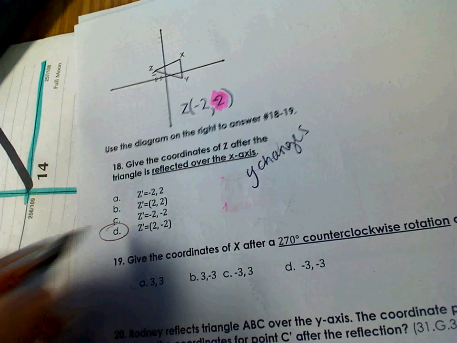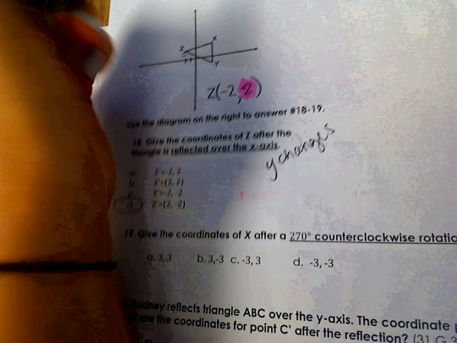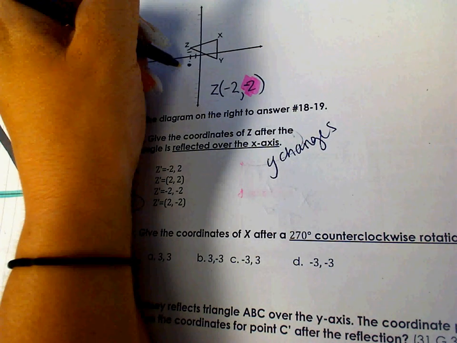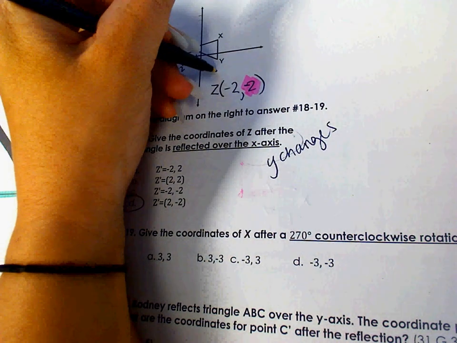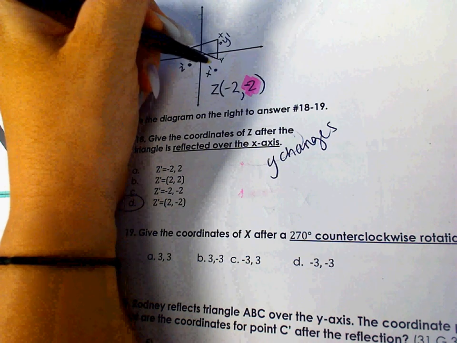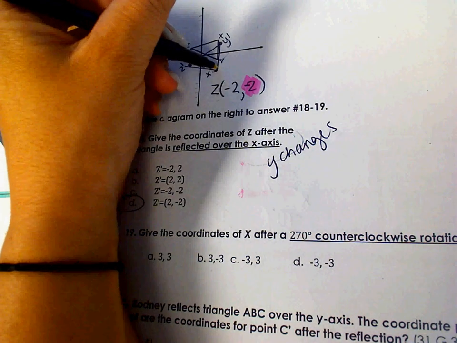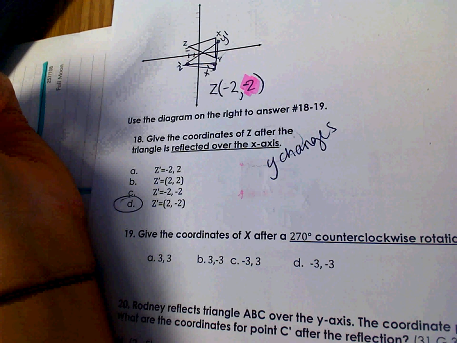You could show this on the graph too if you want to reflect it over the x-axis. So remember, everything has to be the same distance from the line of reflection. So Z prime would be there, X prime would be here, and Y would be here. I think I made it a little too wide. Yeah, so your x-axis reflection would look like that. But point Z would be at 2, -2.